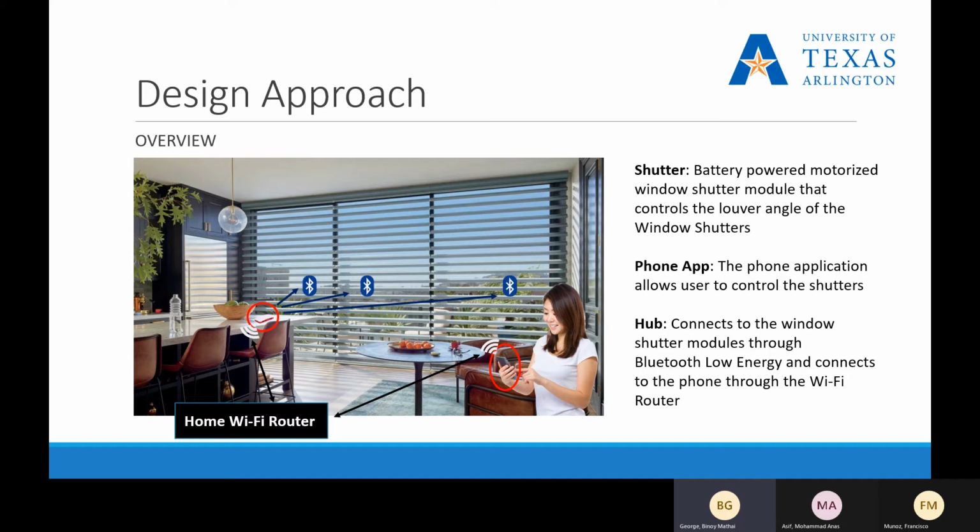However, to save power for the window shutters, the hub communicates with the shutters through Bluetooth Low Energy. The hub is capable of connecting and managing multiple shutters within a radius of 50 meters. The user sends shutter control commands from their phone through the app, which are first sent to the hub and then sent to the shutters.